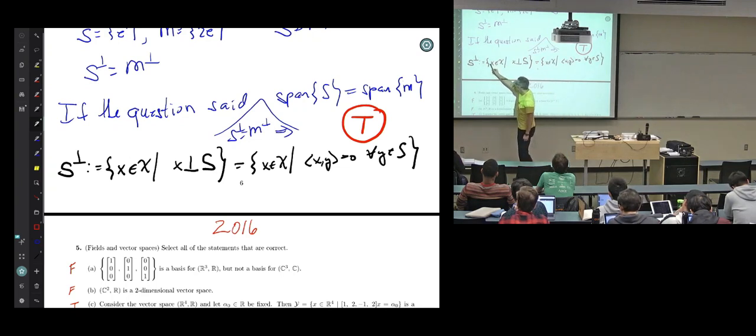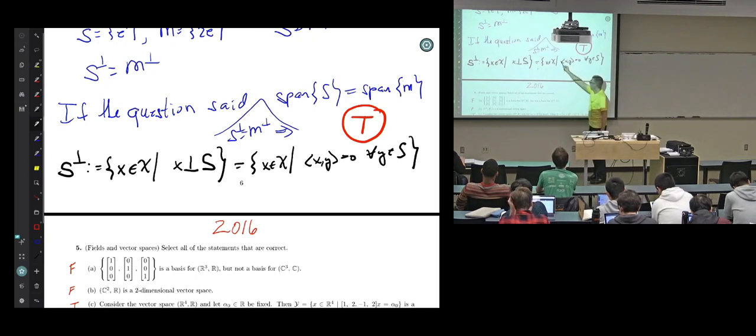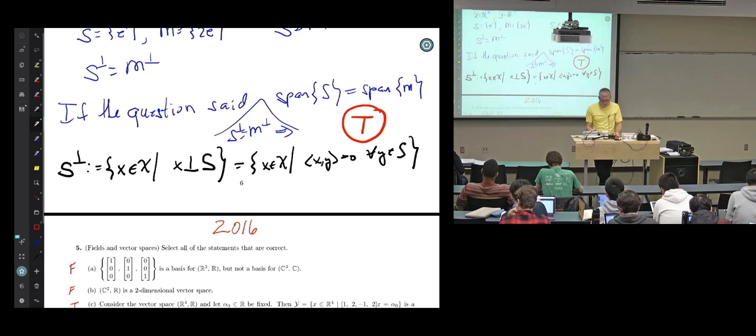Okay. And that's what makes S perp a subspace. Because if 2 times x with y is 0, then bring the 2 out, okay? So it's closed under scalar multiplication. And if I have an x1 and an x2 satisfying this, their sum does too, because I have linearity on the left, okay? So S perp is always a subspace.